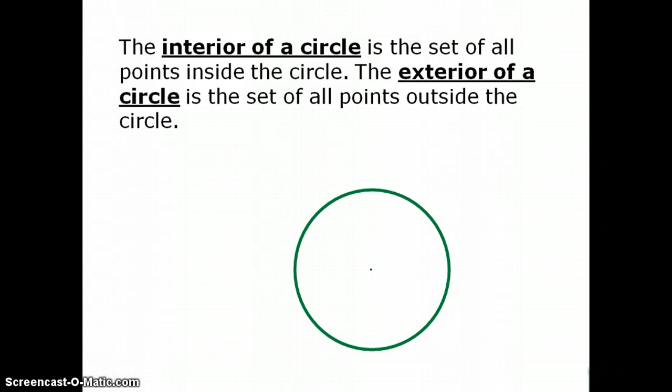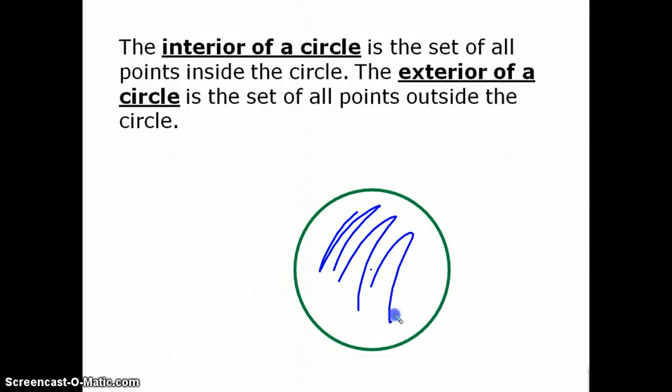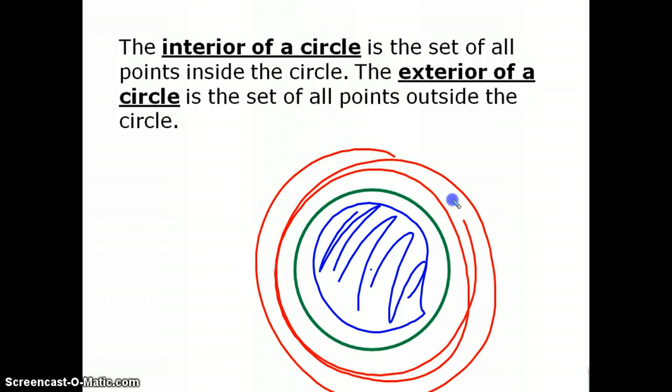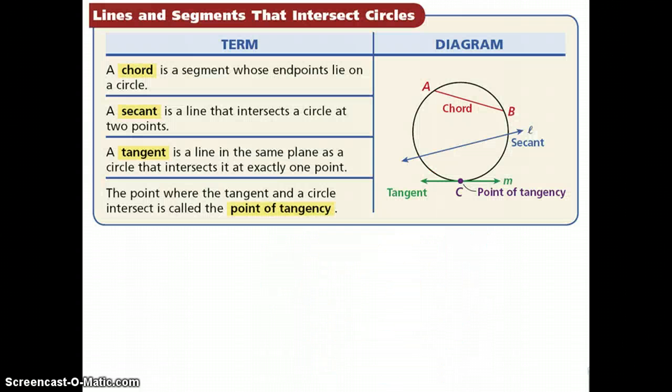All right, the interior of the circle is the set of all points inside the circle. So we call this the interior, and the exterior is all the points outside. So it's all these points outside the green circle like this. Got a lot of vocabulary here.